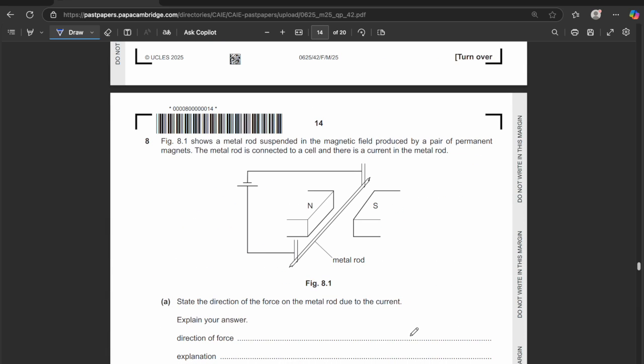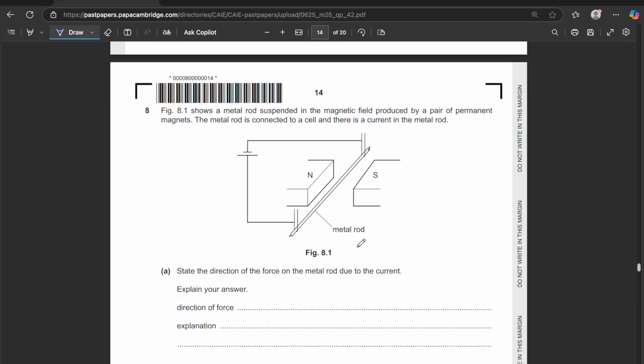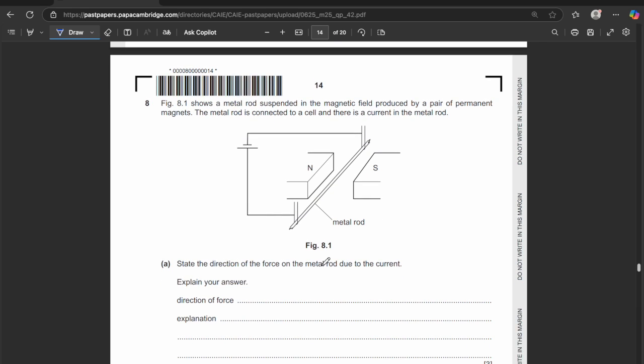8. Figure 8.1 shows a metal rod suspended in the magnetic field produced by a pair of permanent magnets. The metal rod is connected to a cell, and there's a current in the metal rod. A. State the direction of the force on the metal rod due to the current. Direction of force and explanation.